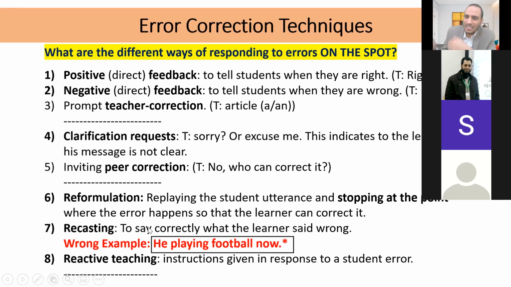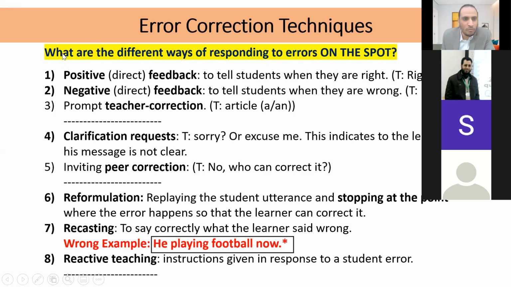Reactive teaching is when you ask some CCQs. Of course, you know what CCQs are, right? Concept checking questions. For example, "He eat fish every day." You say, do we say "he eat" or "he eats"? Oh, "he eats." Why do we put S on the verb? Because he is a singular pronoun, singular subject. Should the subject and the verb agree in number? Yes, because you taught this already. So you can ask some CCQs to help the students understand the mistake and correct it.